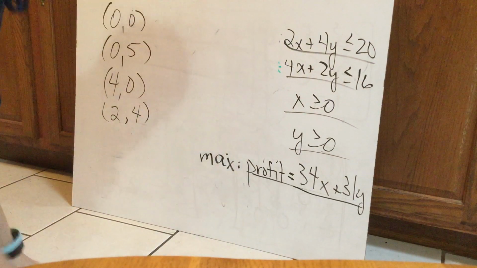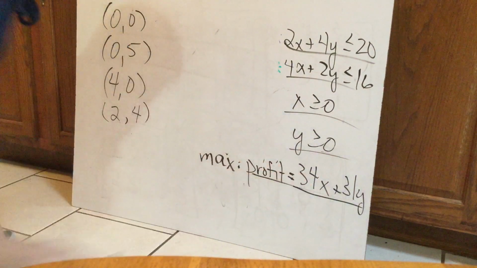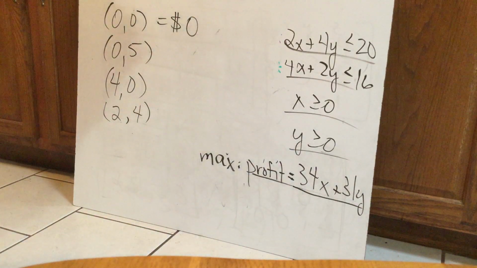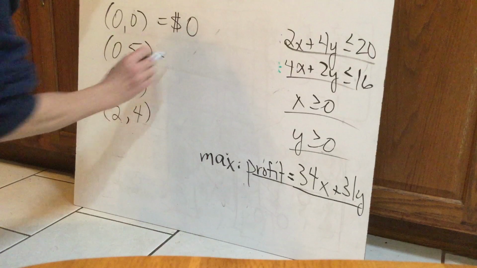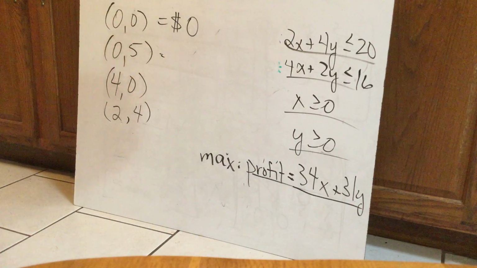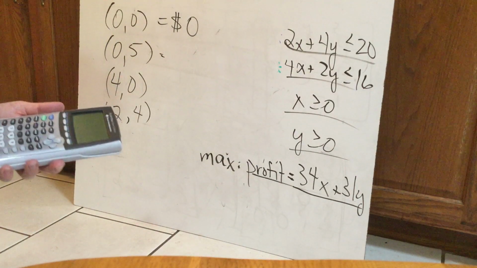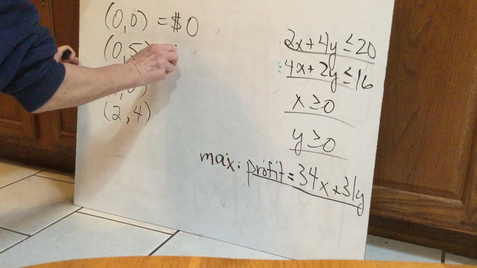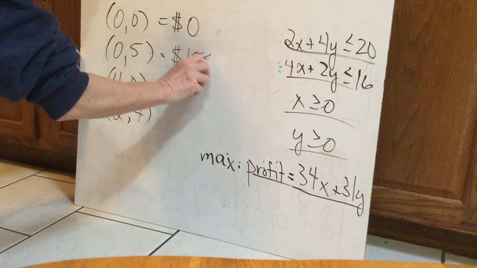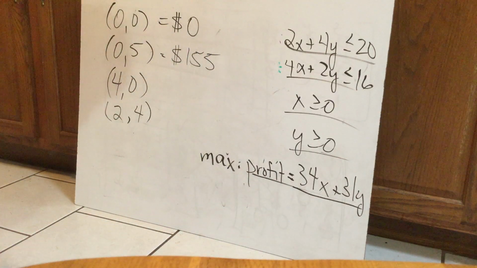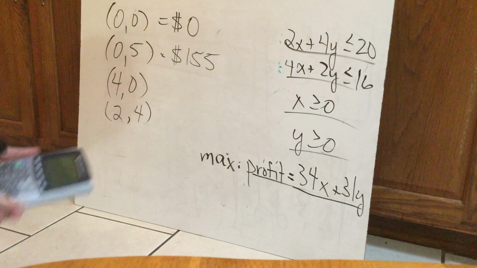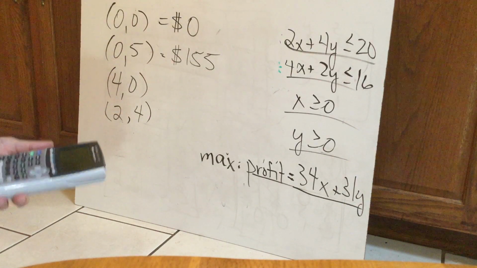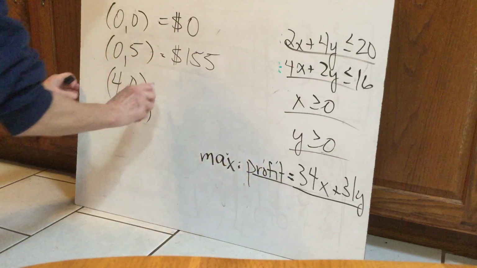Okay, so obviously if we put in 0, 0, we get 0. If you don't make any suits, you're not going to make any money. What if you make no x's, but you make 5 y's? Well, let's take 31 times 5. So we would make $155. What if we made 4 x's and no y's? Let's take 34 times 4. You make $136.